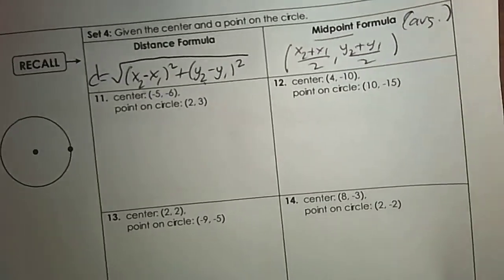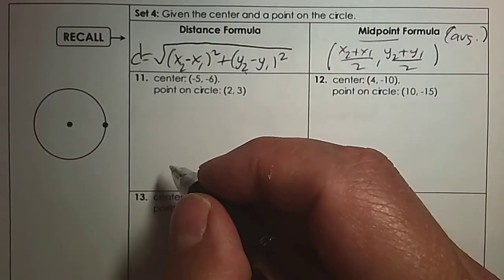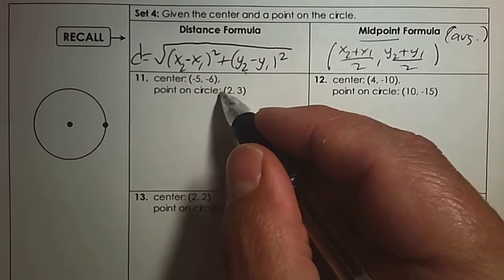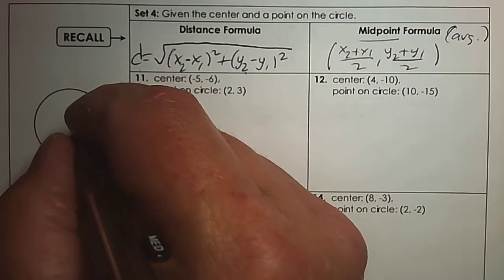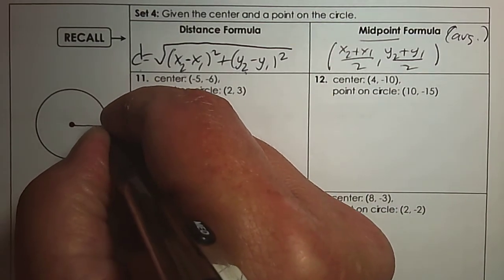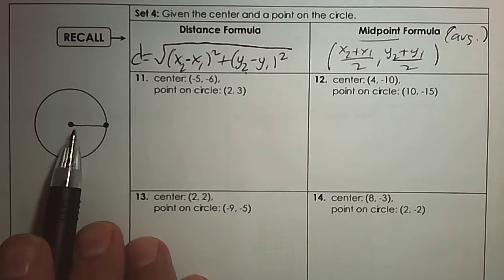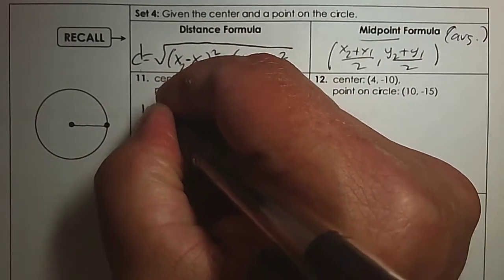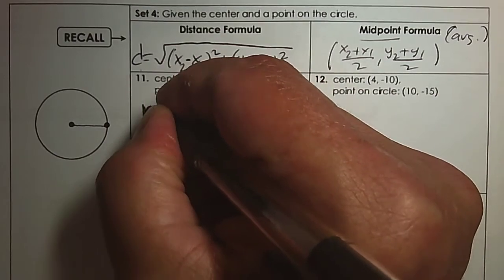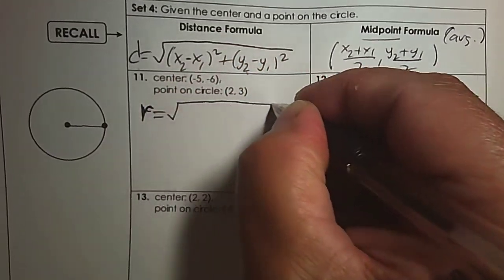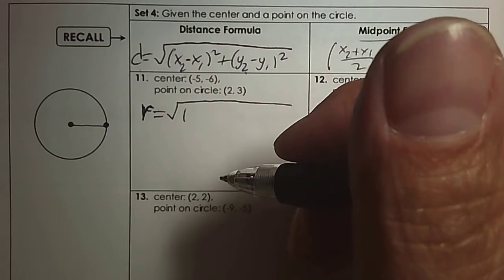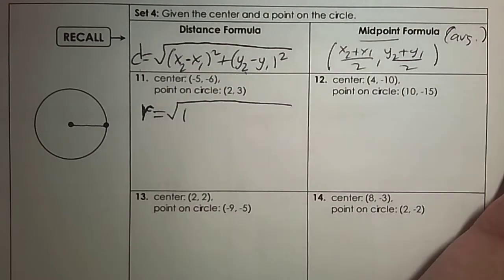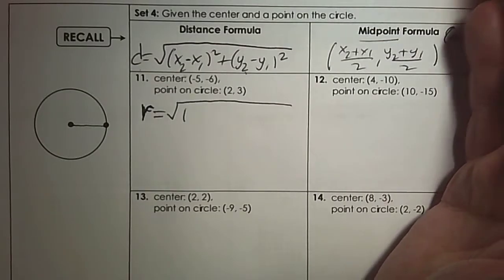So let's look at number 11. In this case, we have a point on a circle, and we have the center. What we need to do is find the radius for our equation. In other words, we need to find the distance between them. So step one, to find the radius, I'll call it r, it's really the distance. It's the square root of, and you're going to subtract the x's and subtract the y's. Order actually doesn't matter as long as you're consistent.